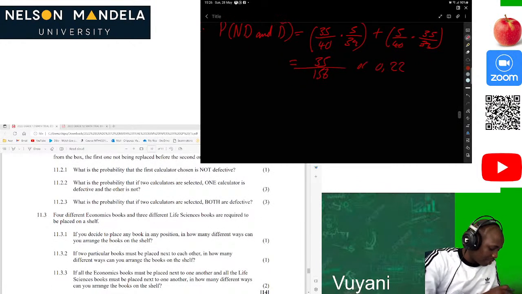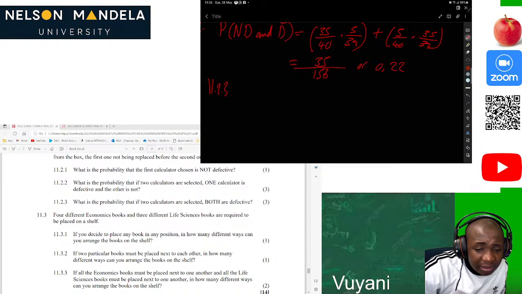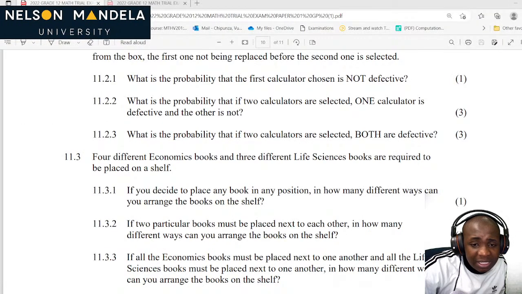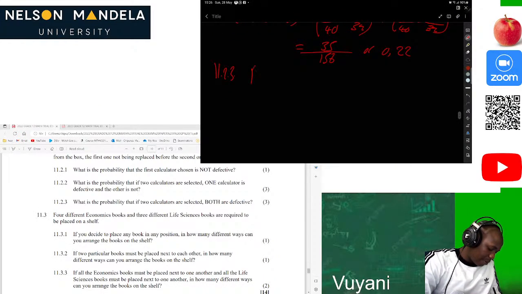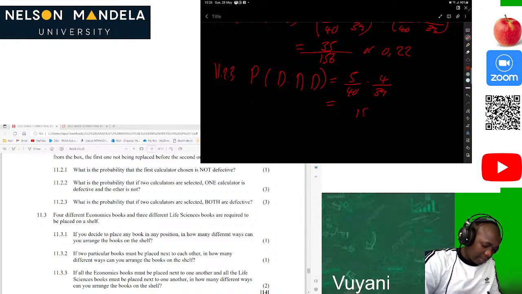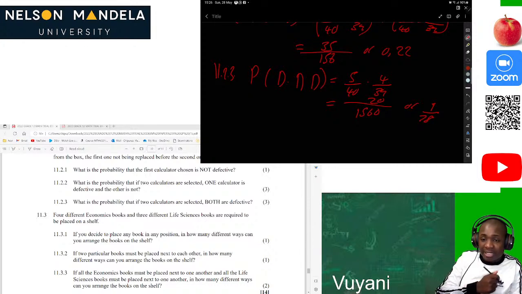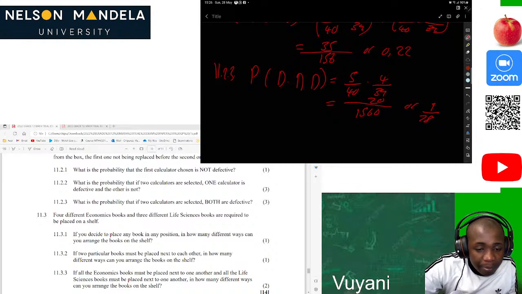Now let's look at 11.2.3. So 11.2.3, they're saying that what is the probability that if 2 calculators are selected, both are defective? Guys, these questions are so super nice. Okay, of course, we know that probability of both being D and D, which is they are defective, is 5/40 times 4/39. Okay, that will be again 20 divided by 1560, or 1/78. Yes. Now we can write it as a decimal. Then yeah, after that you're good and you're happy.